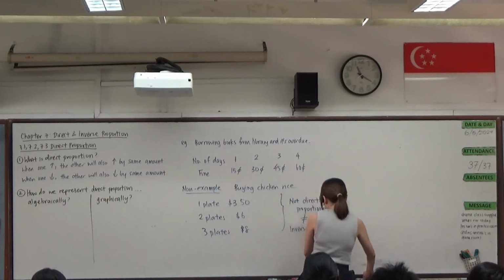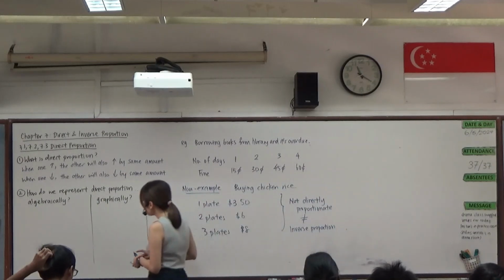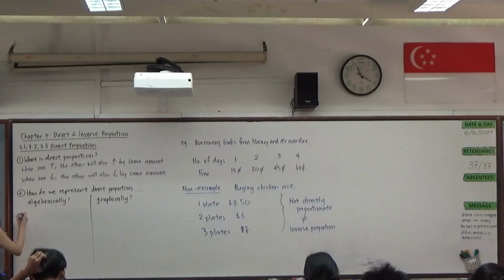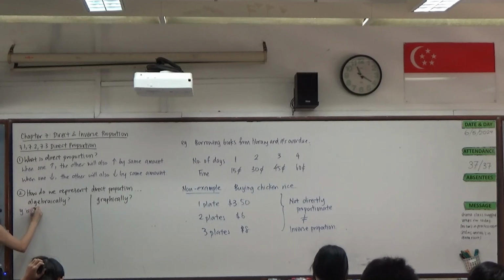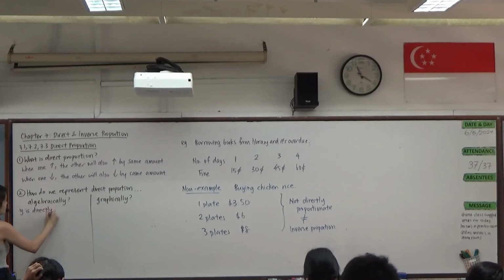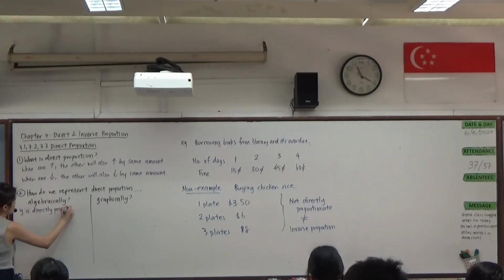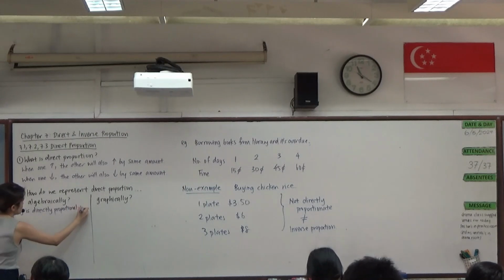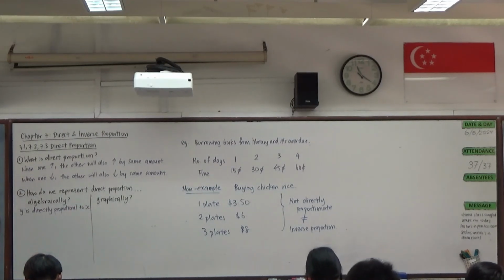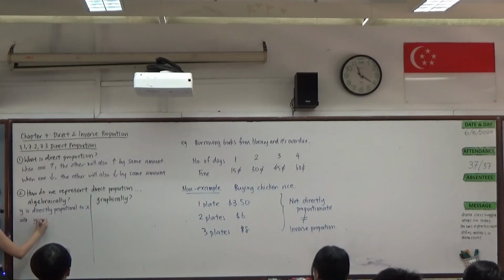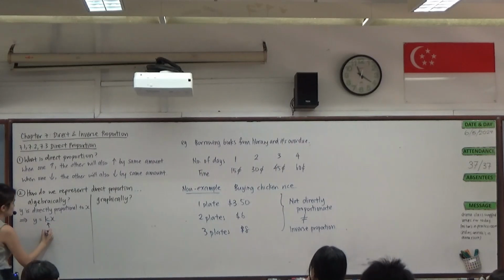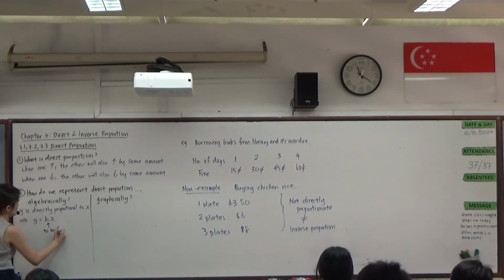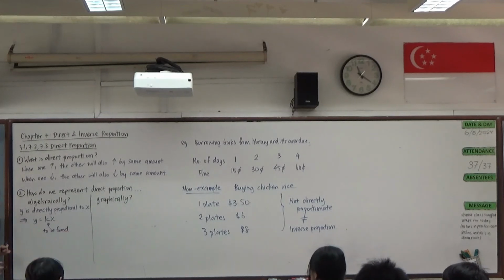in terms of a vectorial form. So let's say, for example, I want to tell you that y is directly proportional to x. I can form an equation to say y is equal to kx, whereby k is a number to be found. So k is a constant.